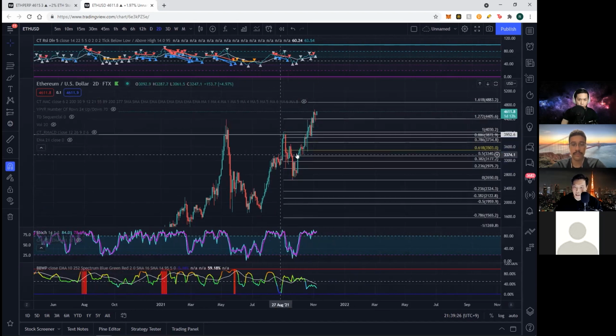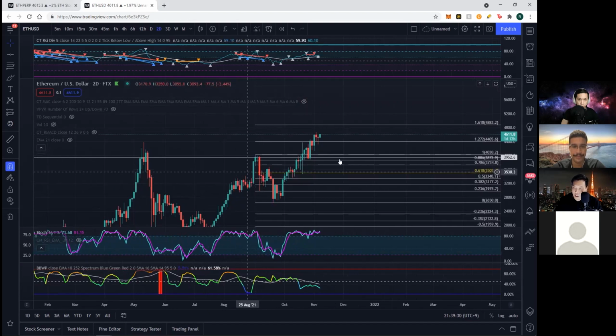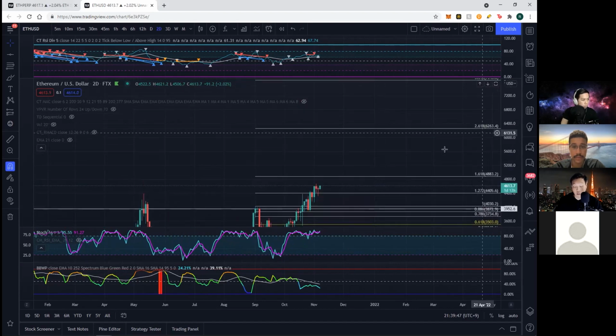And if we look at the actual levels that KNX talked about as well, we have the 1.618 up here, about 4,883. So we'll look at that probably as a next target to take profit. If anything, we may see a rejection there, probably go back down to either the 1 or 1.2. And then the 2.618 is up at 6,200. Wow.